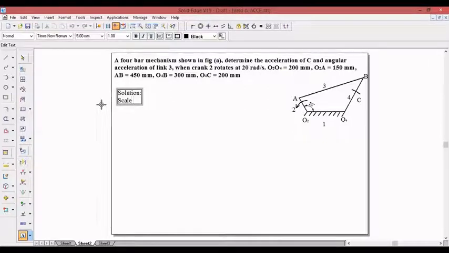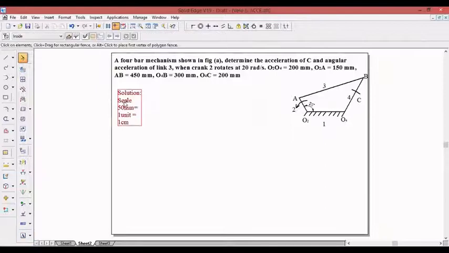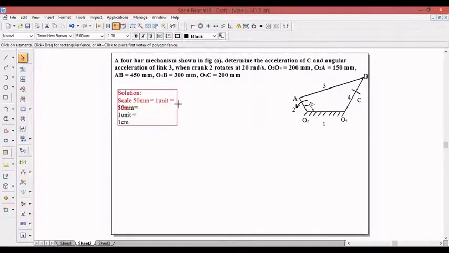Scale 150 mm is equal to 1 unit. That 1 unit means 1 centimeter actually we are taking. This is the scale for configuration diagram, or space diagram. So let us draw the space diagram first.